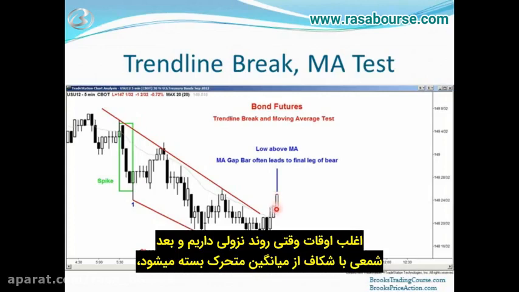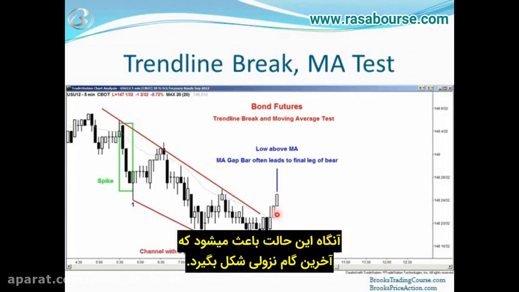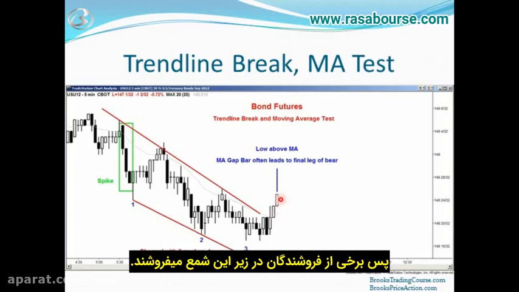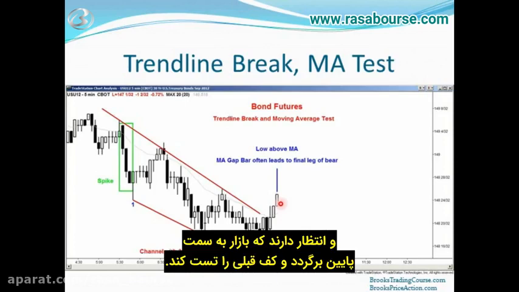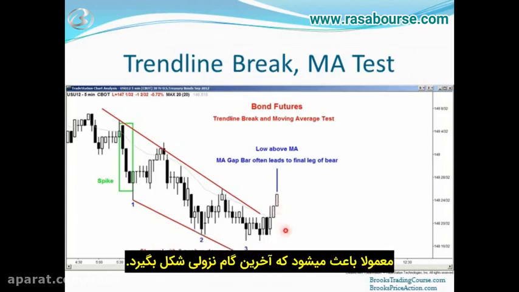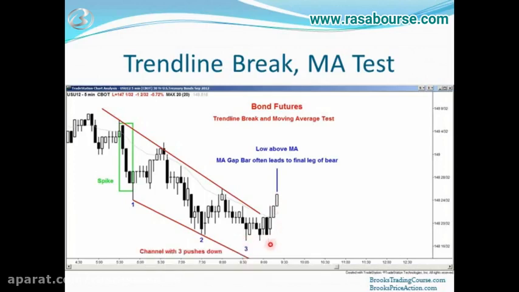Very often when you have a gap bar in a bear trend, it leads to the final leg of the bear trend. So some bears would short below the low of this bar, betting that the market would come down and test the bear low. So gap bars often lead to the final leg of trends.